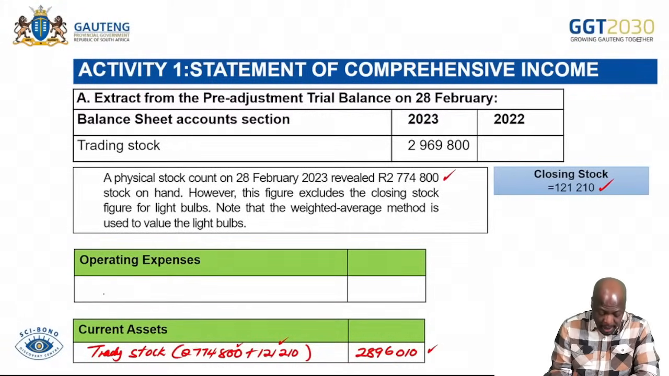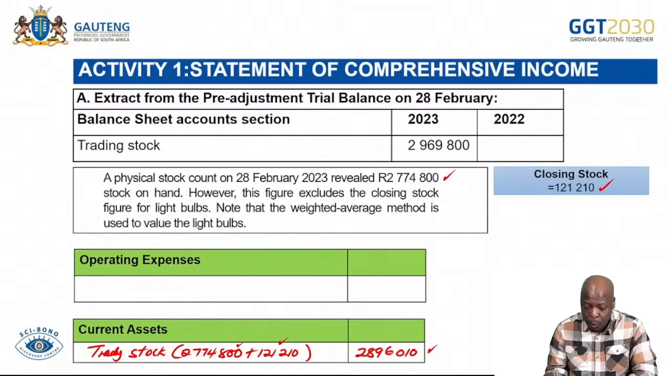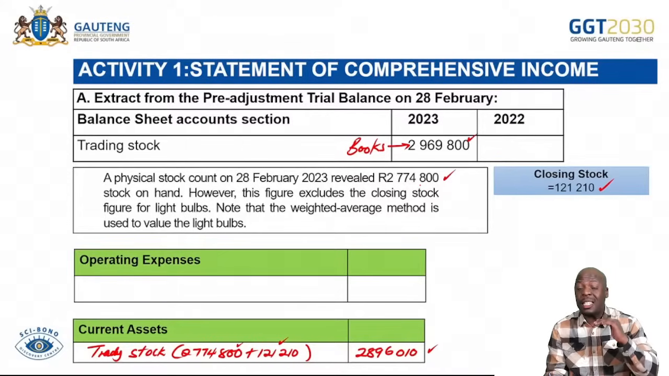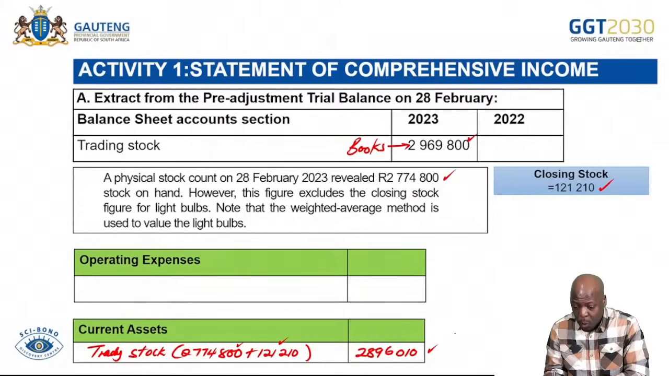So we understand that we have stock, which is 2,896,010. This is the stock that is now on hand. Yet in our books, we have stock which is 2,969,800. So that simply means what we have according to the business records is more than what we have on hand.